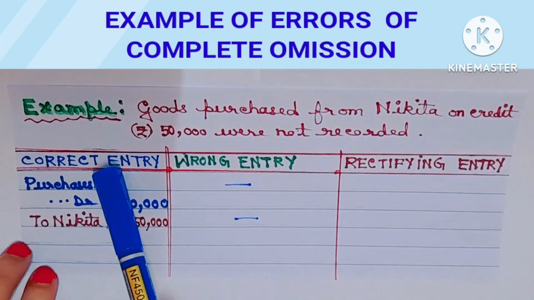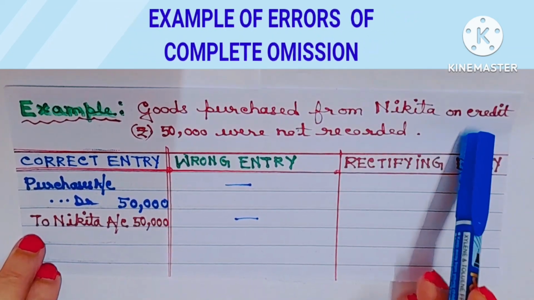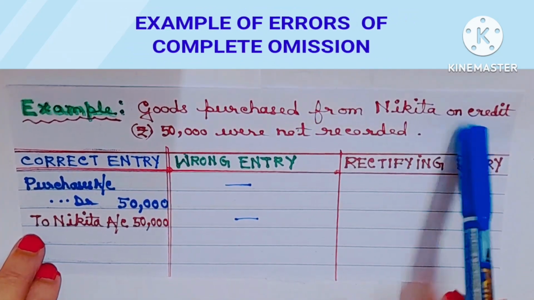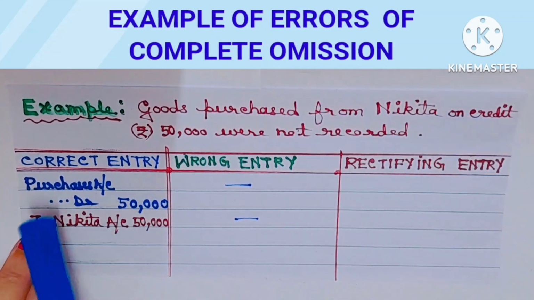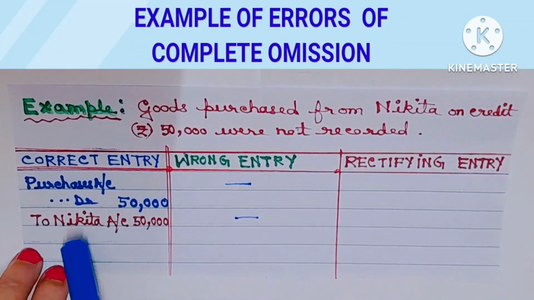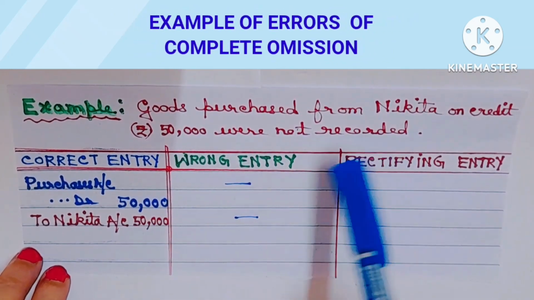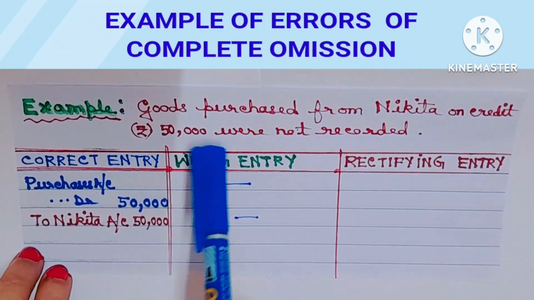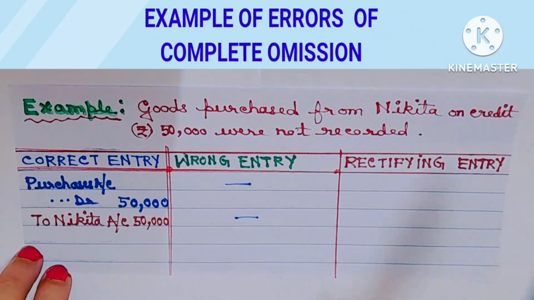So correct entry will be goods purchased from Nikita on credit. Stop here. Don't go further. You have to see up to this point. This is the correct entry. Goods purchased from Nikita on credit. So purchase account debit to Nikita 50,000. Understood? So what is the wrong entry? Goods purchased from Nikita on credit rupees 50,000 were not recorded. Were not recorded means not recorded on both the sides.